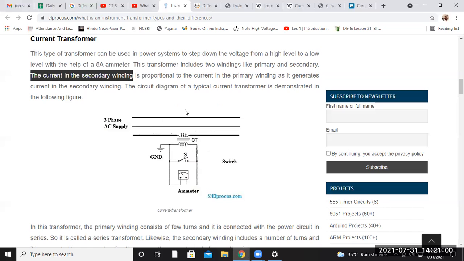Now the typical circuit diagram is given here. You can see this is your three-phase AC supply. Let us take these as red, yellow, blue.